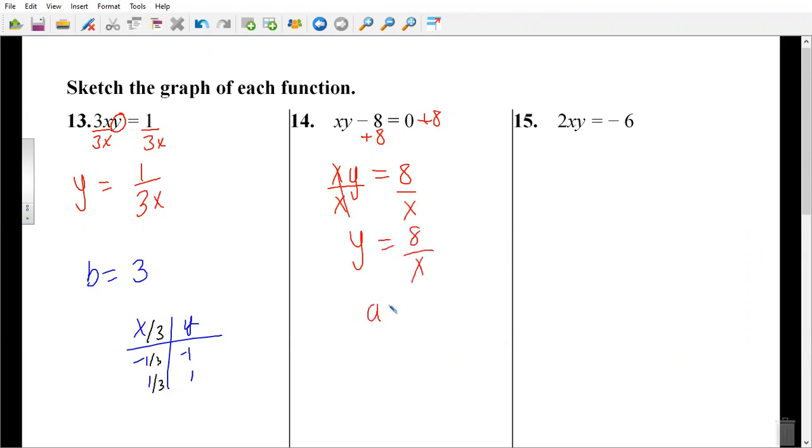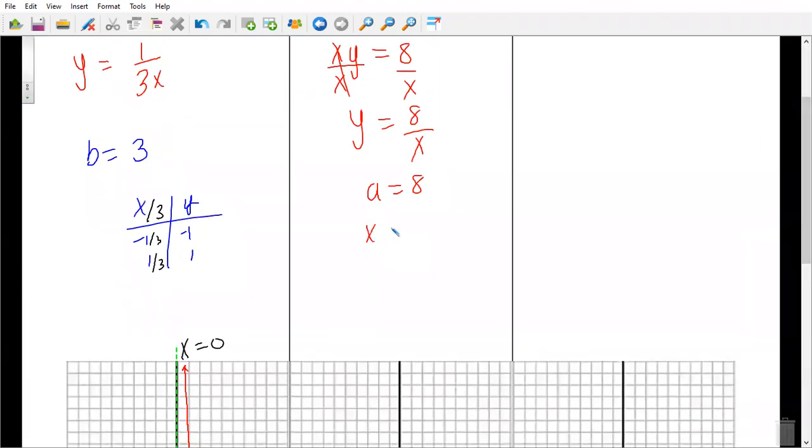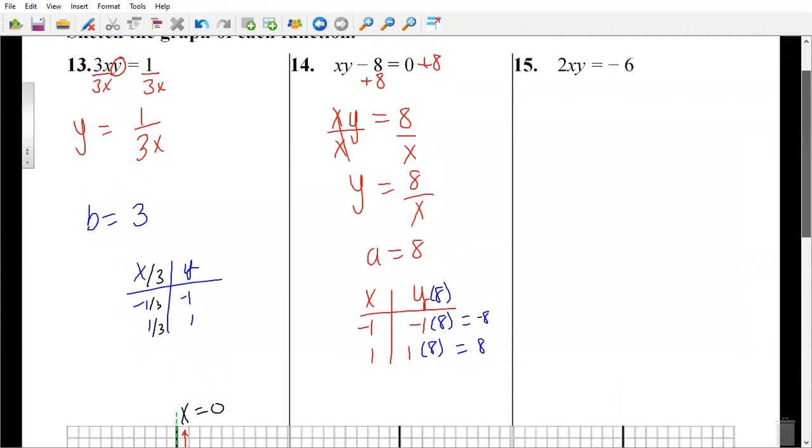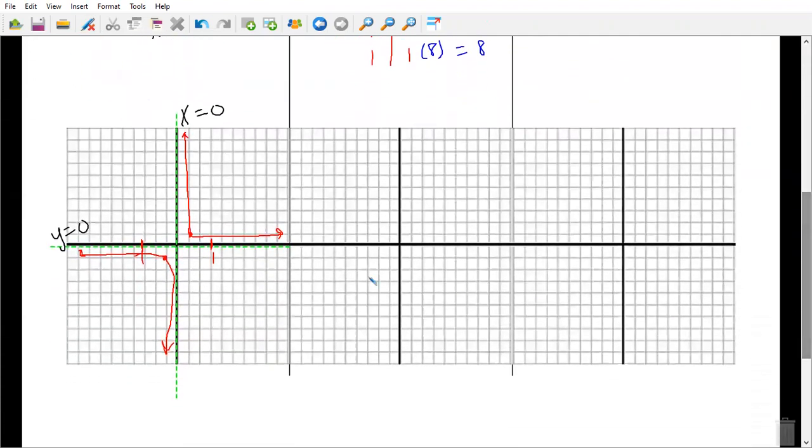So that means we have an a value of 8. And who does a affect? The y values. So our a affects our y's. So to each one of our y values, we're going to multiply by 8. So we're now at -8 and +8. Were our asymptotes affected? No, there was no change in C and D. So our asymptotes are not affected. So asymptote still here at x equals 0 and asymptote still here at y equals 0.